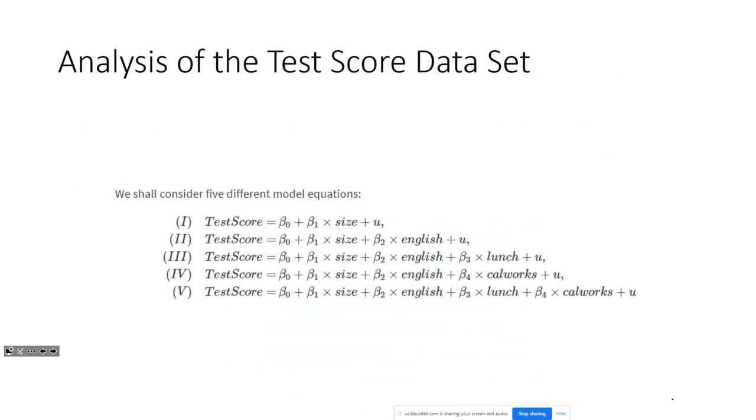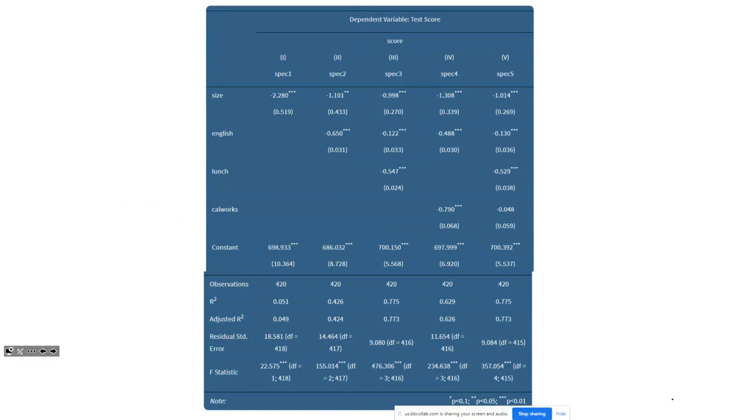And then let's take a look at the test score data. So these are a variety of different use cases. And you can see there are 5 different model equations, right? Based on what we've learned thus far, we've got this idea of a test score, and then we've got these other variables: size, English, lunch, CalWorks, all of these other different variables. So we're building out that regression, if you will. And this is pieced together, so I apologize if it's difficult to see. But let's talk about some of those things.